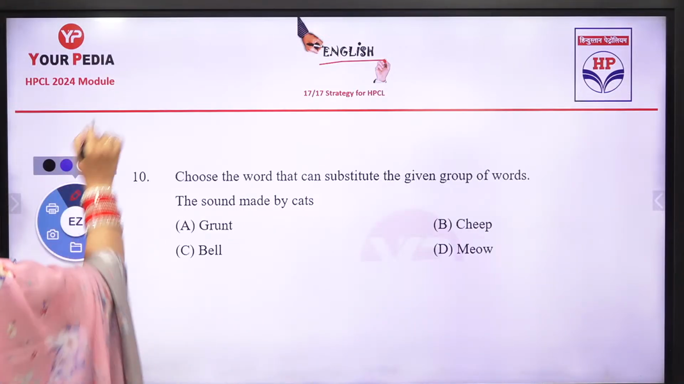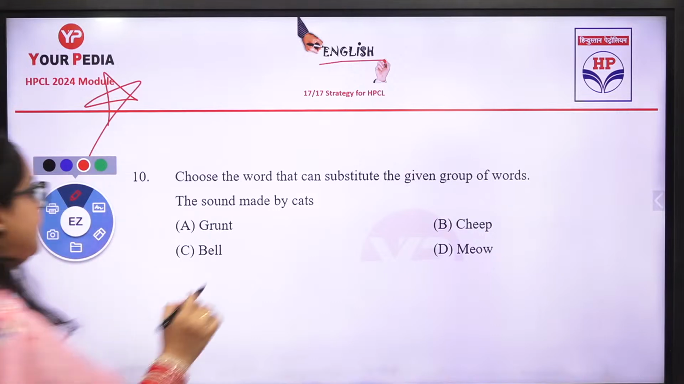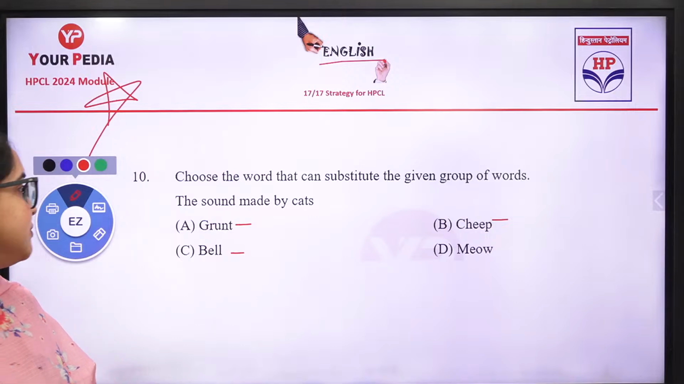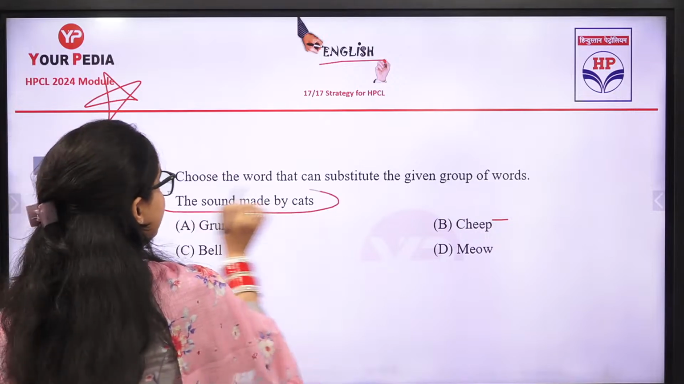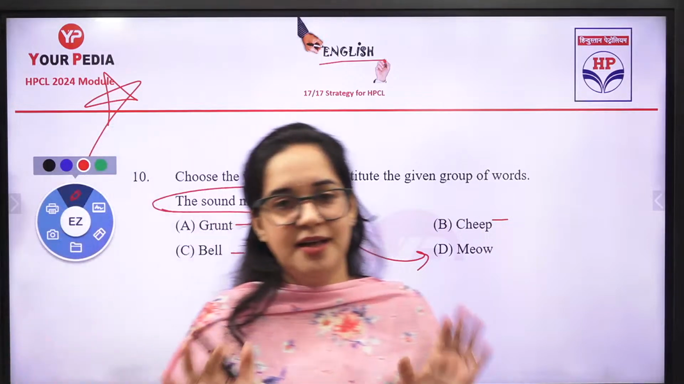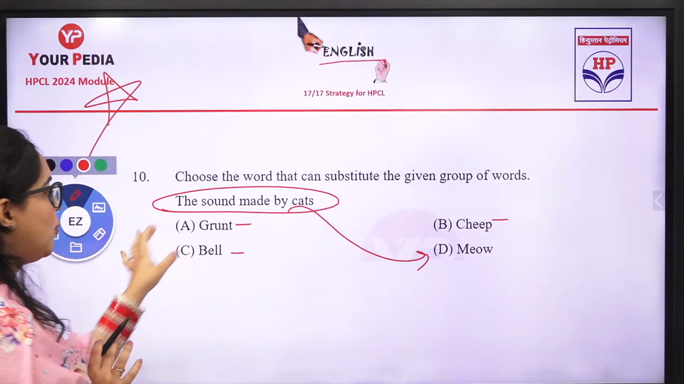Now, this is very, very interesting. I know many of you are going to do it right, but anyone who can tell me the sounds of these also? Everyone knows the sound made by cats is meow. That's fine. Everyone will do it right. But let's learn about other sounds. Anyone who can tell me what is the sound?